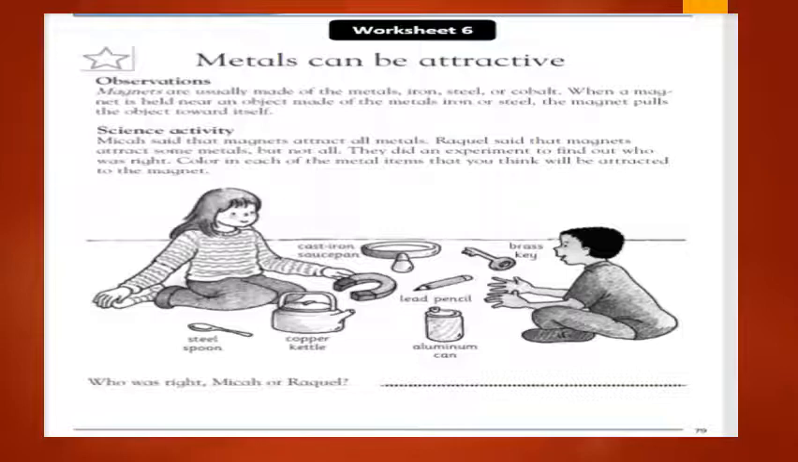Now we have a science activity. Mika said that magnets attract all metals. Raquel said that magnets attract some metals, but not all. They did an experiment to find out who was right. Color in each of the metal items that you think will be attracted to the magnet. So I want you guys to color them. I think we all know the things that will be attracted. Now let's think about it. I will give you a second to think about it.